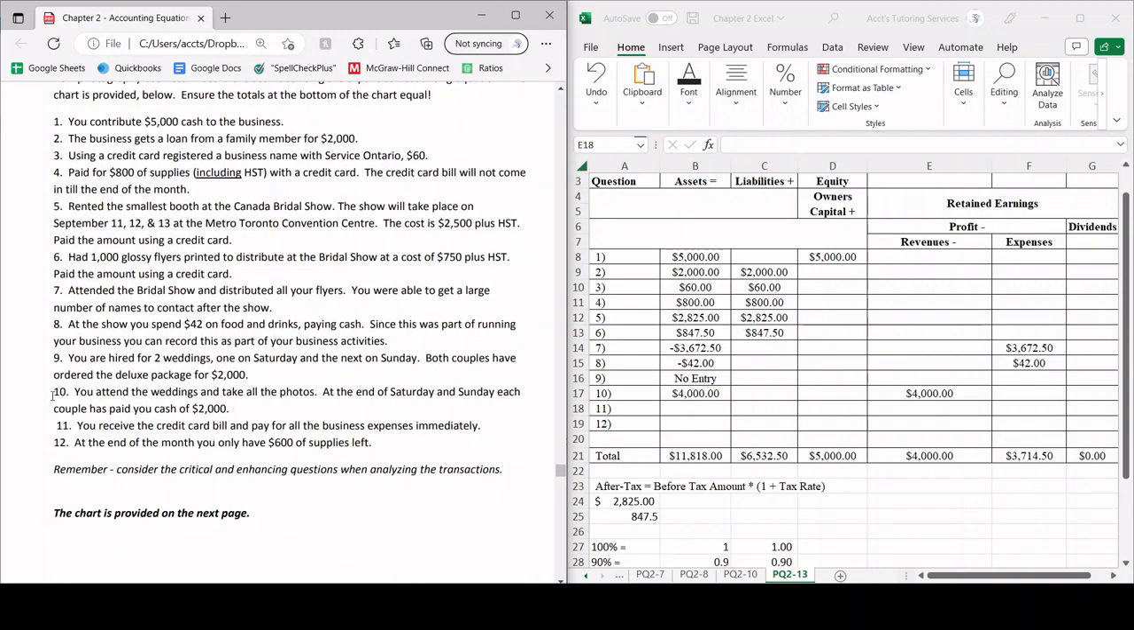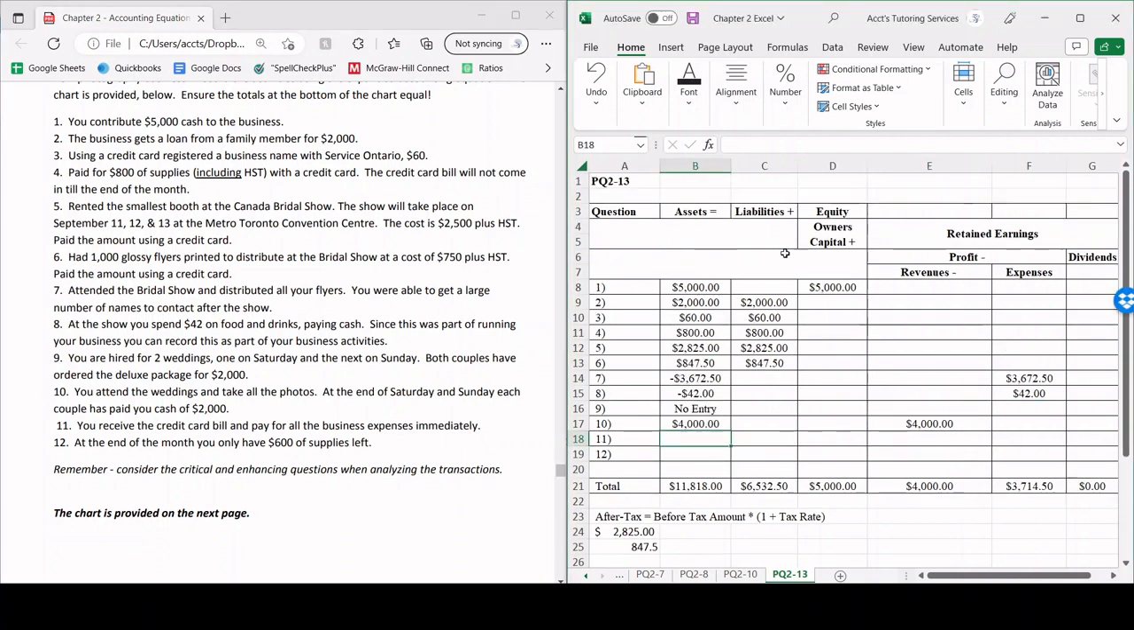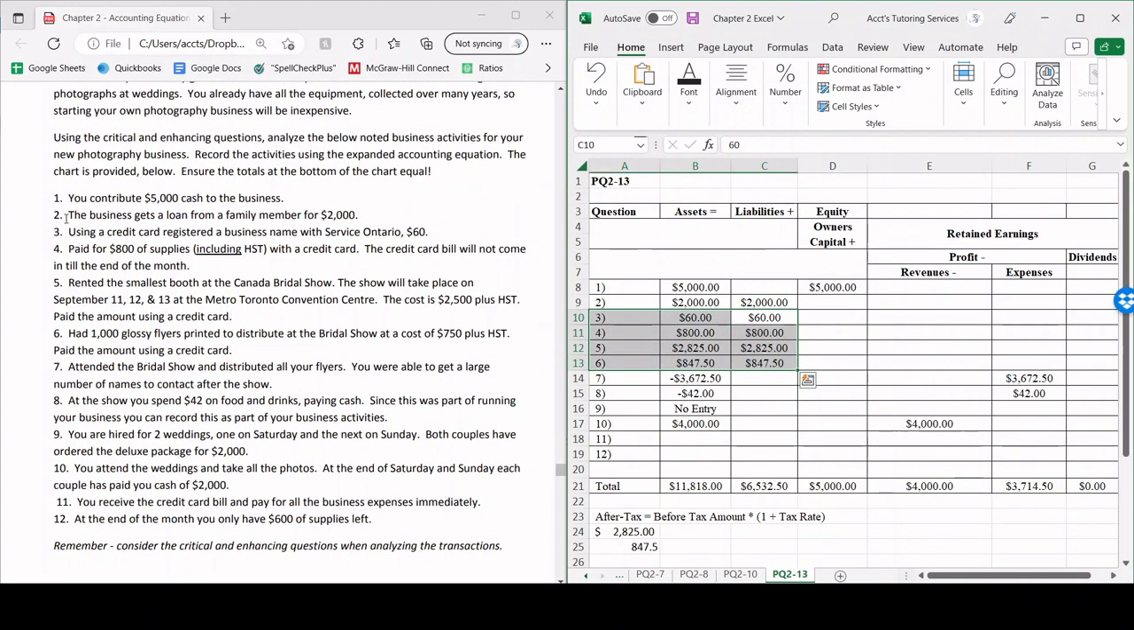Number 11, you received a credit card bill and paid for all the business expenses immediately. So now we have to figure out of our liabilities which ones relate to our credit card bill. It's going to be transaction number 3, 4, 5, and 6. Number 3 was to pay for the business name. Number 4 was for supplies. Number 5 was for the smallest booth. Number 6 was for the glossy flyers.